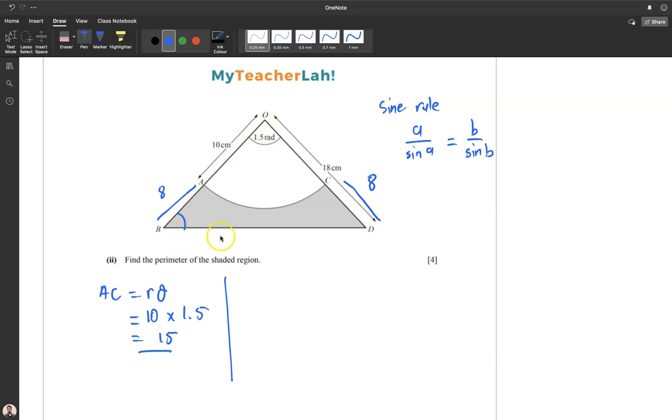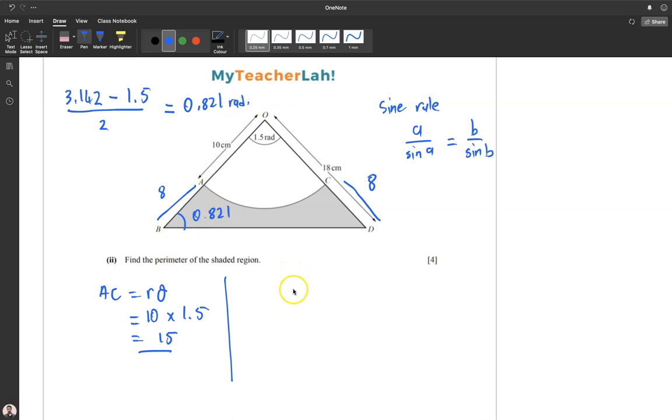I know that in a triangle, the total angle is 3.142. It's 180 degrees, or pi. So I'm going to minus 1.5. Okay, and I'm going to divide it by 2 because I want just one angle, not the both of them. So this is going to give me 0.821 radian. So the angle here is 0.821.